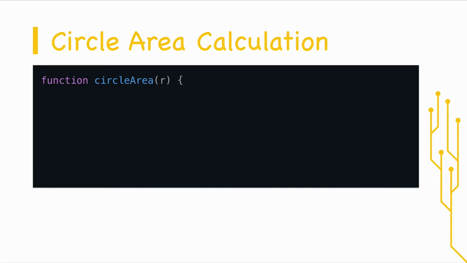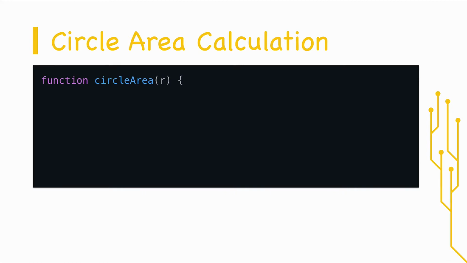So again, we'll start off with declaring a function. So first we type in the function keyword to start the function declaration, and then we type in the function's name. In this case, the function name will be circleArea because we're calculating the area of a circle. So we type in function circleArea, and then a pair of parentheses.